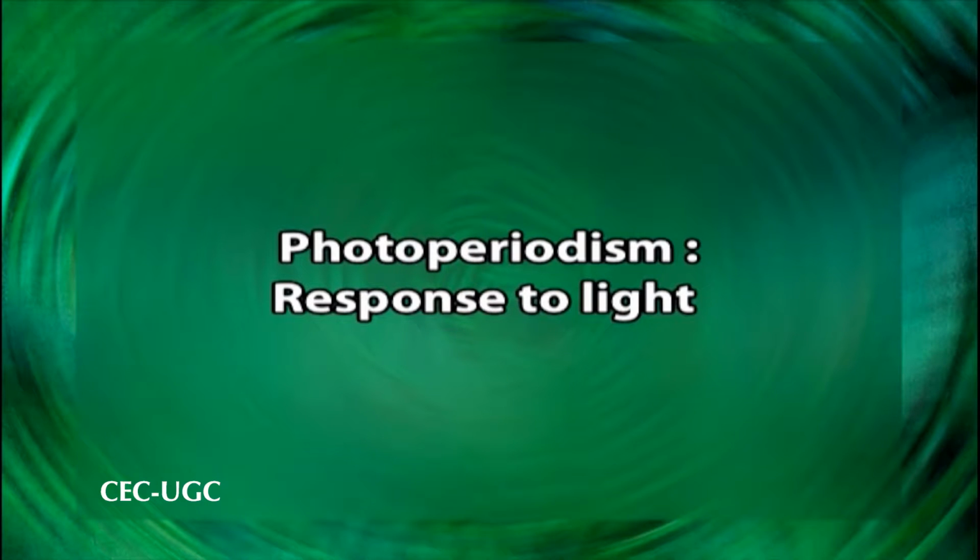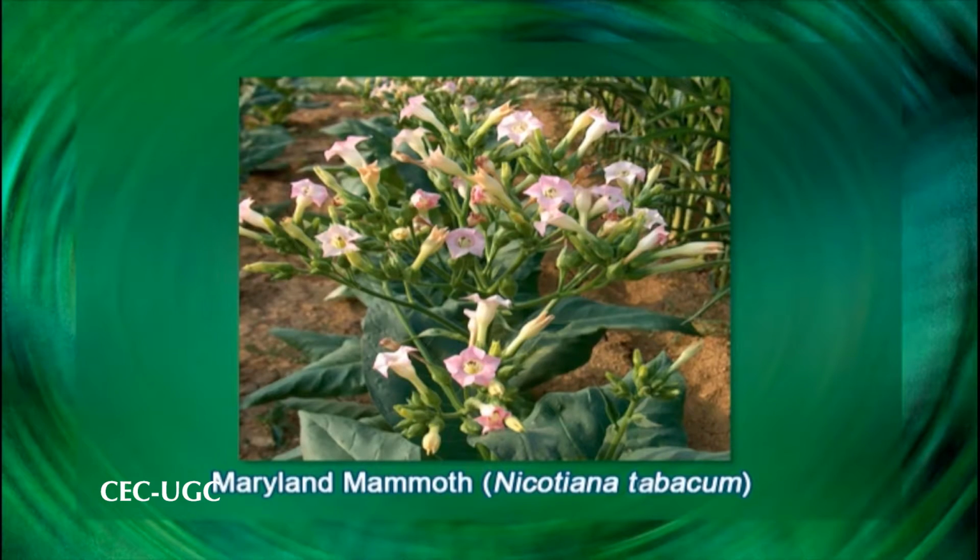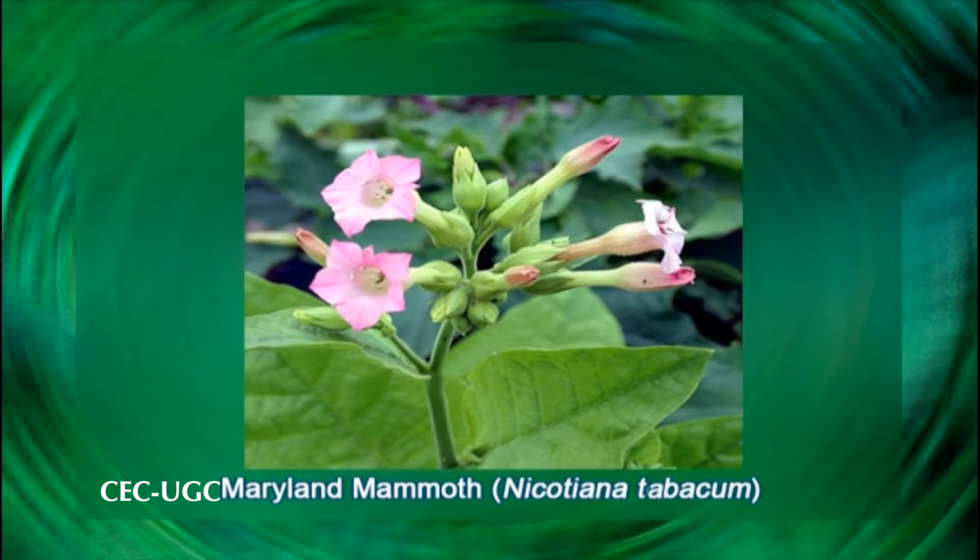Photoperiodism. The flowering response in plants to light treatment is called photoperiodism. Garner and Allard in 1920, while working on a mutant tobacco plant, Maryland Mammoth, demonstrated a remarkable relationship between the effect of day length and flowering. They observed that the mutant plant flowered only in short durations of the day and failed to produce flowers in long day durations.